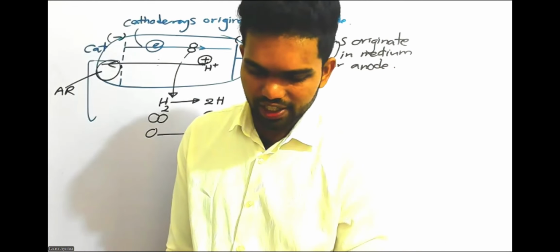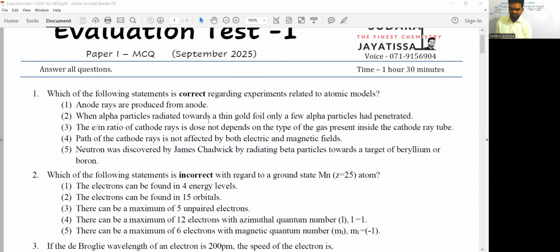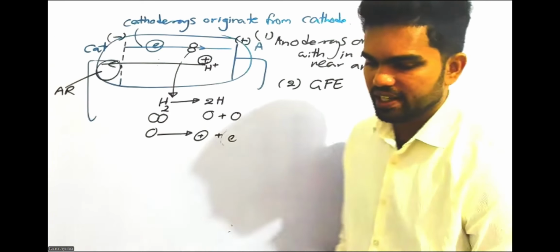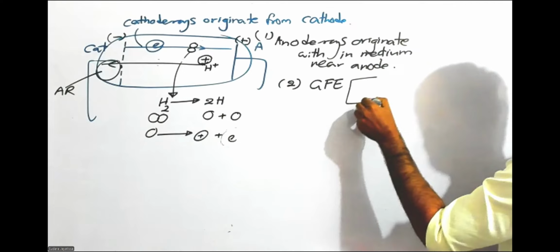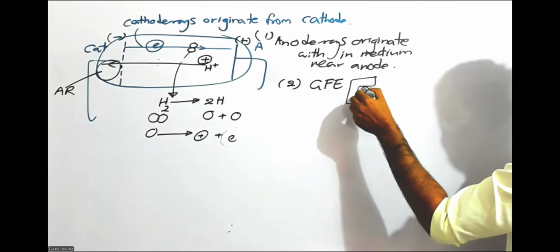Right, now let's go to the second statement. Let's see whether it is correct or wrong. The second statement is: when alpha particles are radiated towards a thin gold foil, only a few alpha particles penetrate. So where is this coming from? It is coming from our gold foil experiment. In the gold foil experiment, you are using alpha particles, true, and you are radiating them towards a gold foil. That is also true. But the problem is, the observation they have given is wrong.